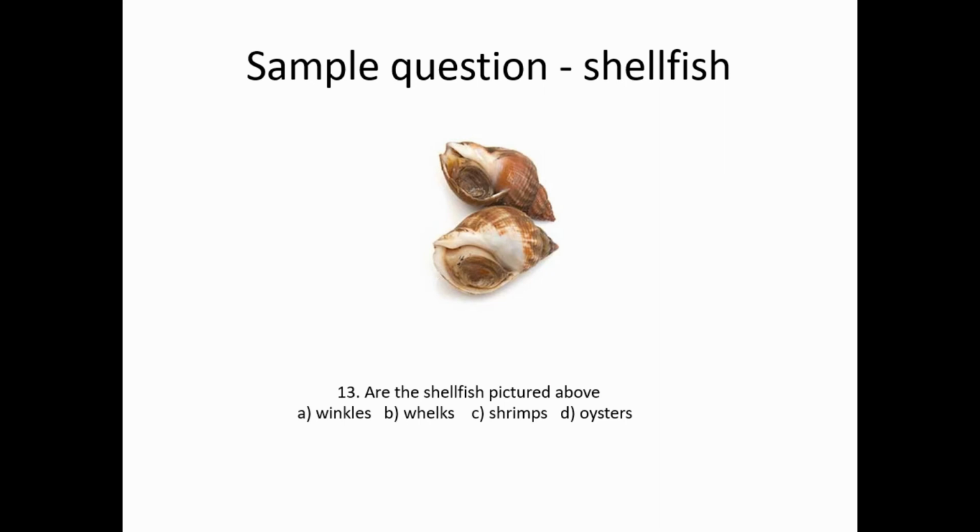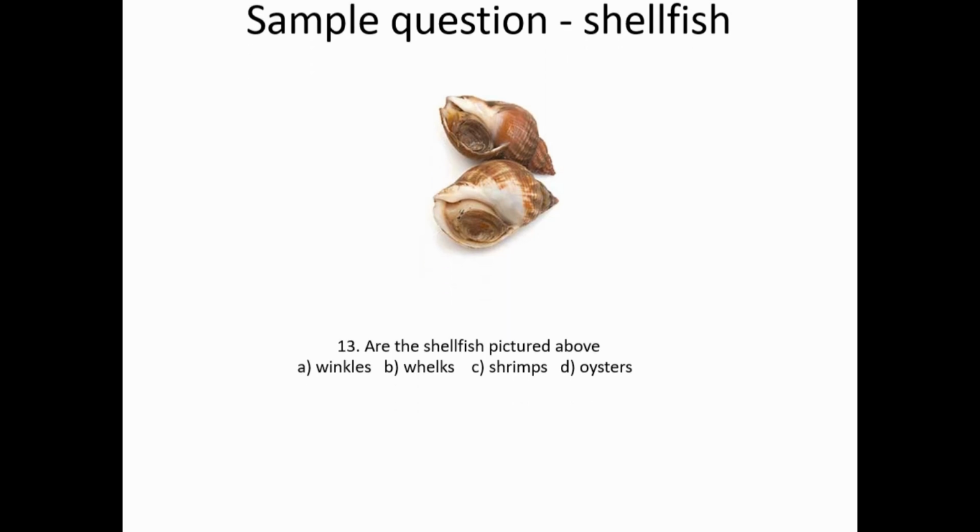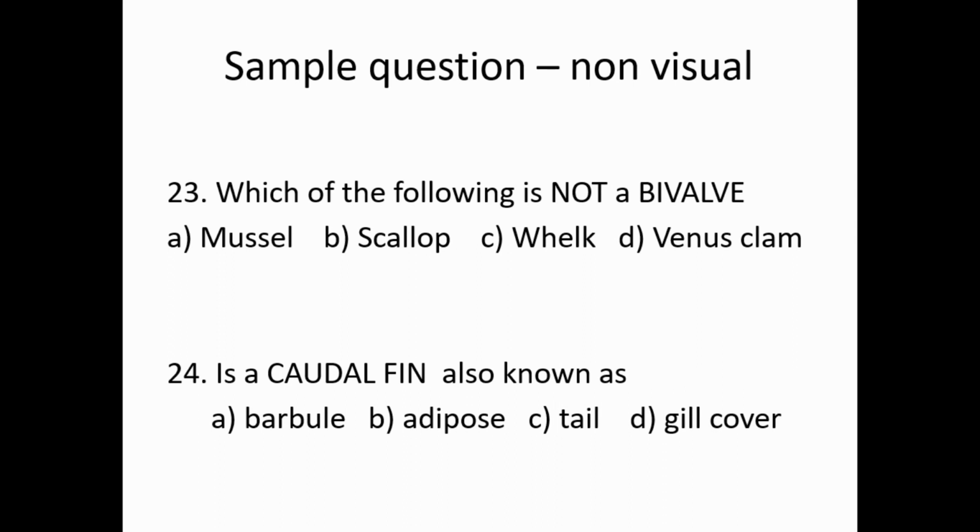Shellfish: are they these particular ones? Winkles, whelks, shrimps and oysters. Some of the questions are relatively easy, but some of them are much more difficult than that. And we have some which are not visual, which are just knowledge. For example, which of the following is not a bivalve? Choose from mussel, scallop, whelk and Venus clam. Obviously it's whelk, because whelk is a gastropod.